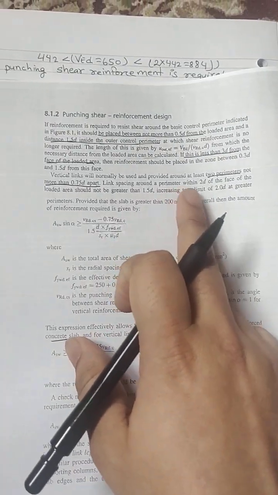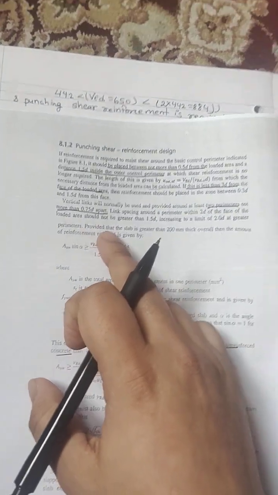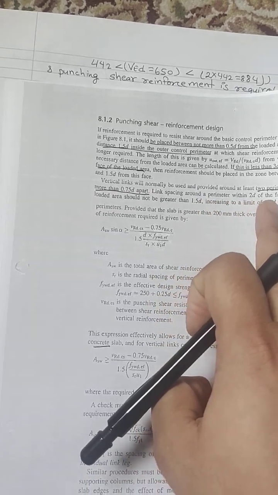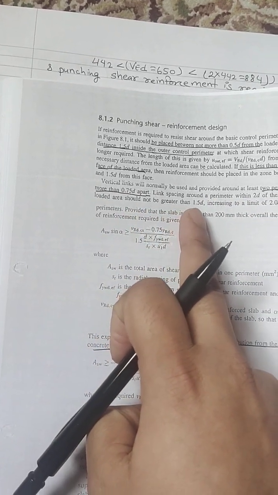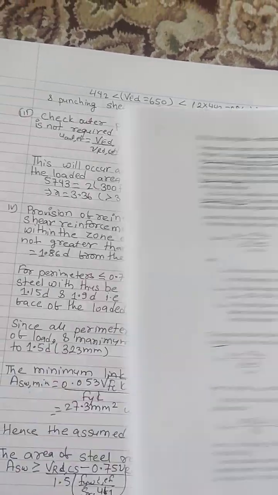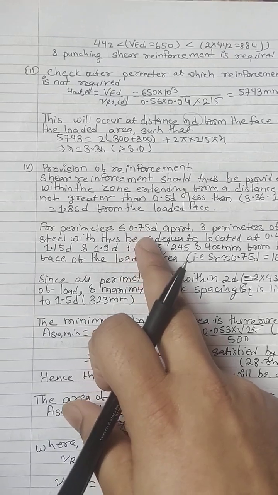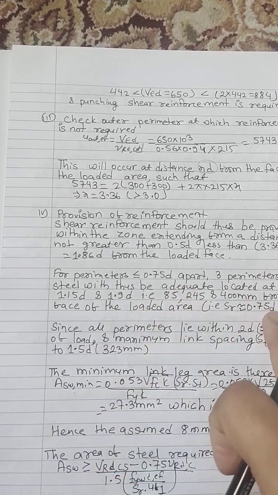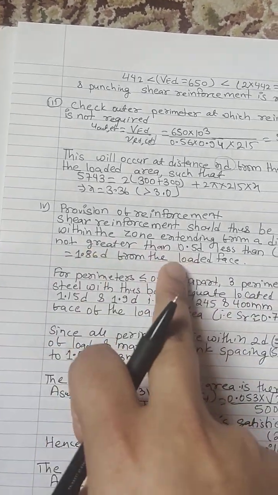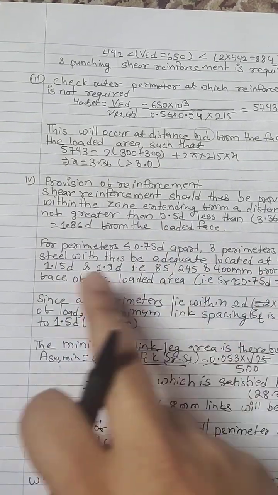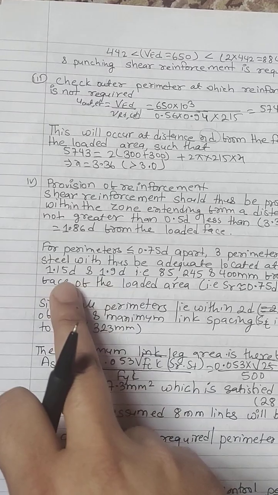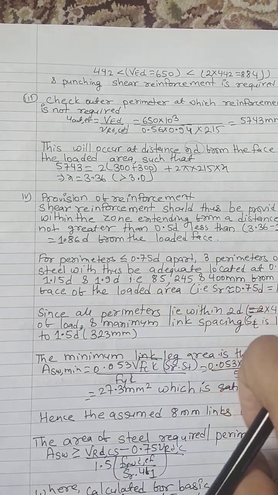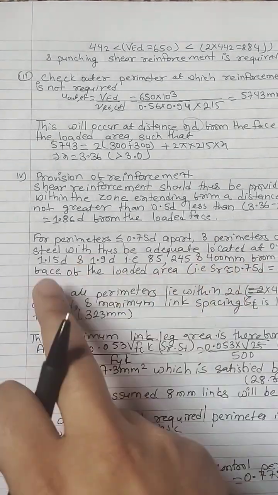Perimeter links should be provided, at least two. We need to have two parameters, and they should be at a distance of 0.75d apart, and links should be within 2d of the face of the loaded area, not greater than 1.5d, increasing to 2d. Considering that we have parameters less than 0.75d apart, we consider 3 parameters still. Now we need to look at it: we have shown not greater than 0.5d, 0.4d and less than 1.86d, 1.15d and 1.9d. That means if we multiply it with 215, we get 85, 240, 400 from the loaded area.